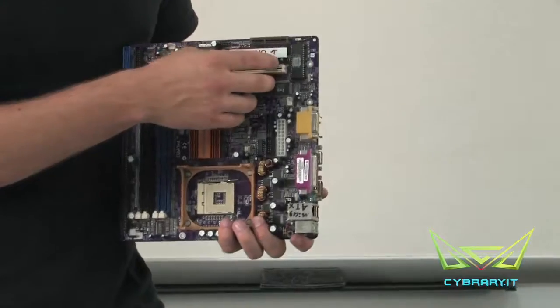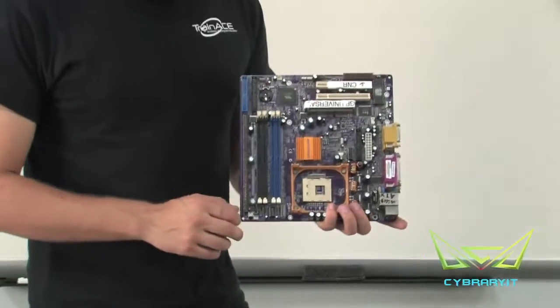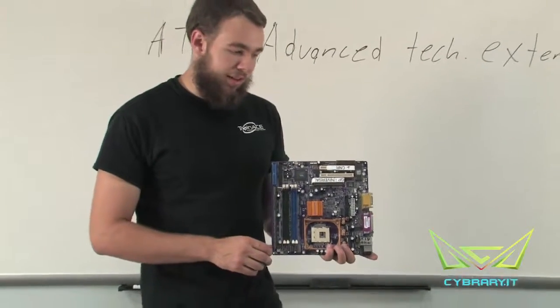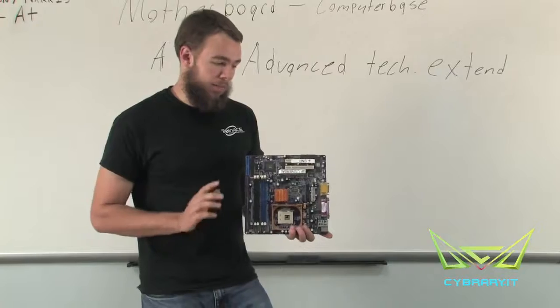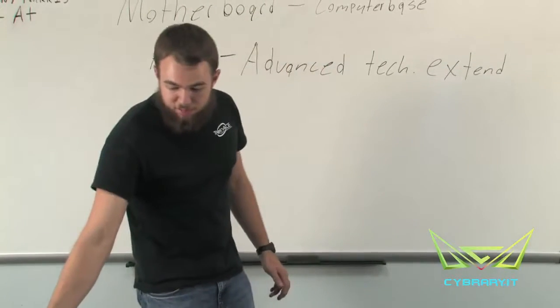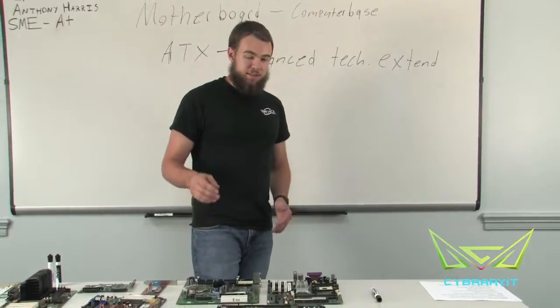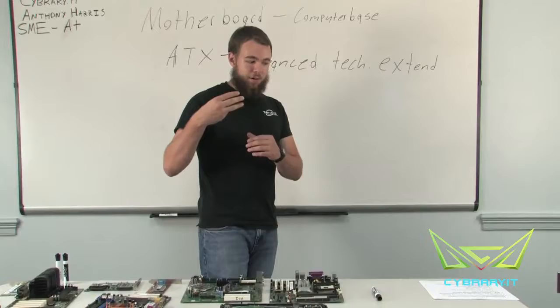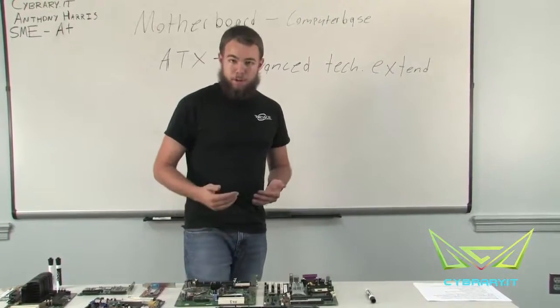And then the size of an ATX board will be a max width of 12 inches and a max depth of 9.6 inches. And these are usually used in a full-size tower computer. Usually these boards will also come with at least a triple channel memory, which means it has 2 banks of 3 slots, so that will be 6 slots total for memory.